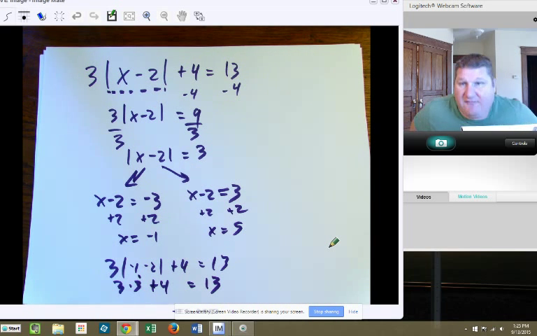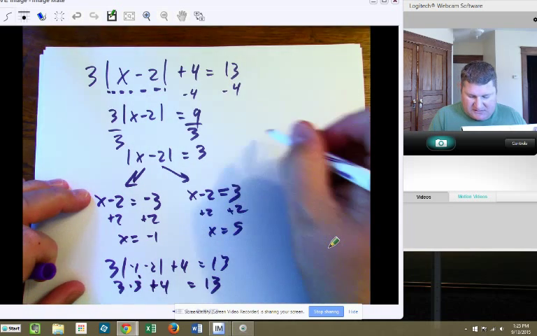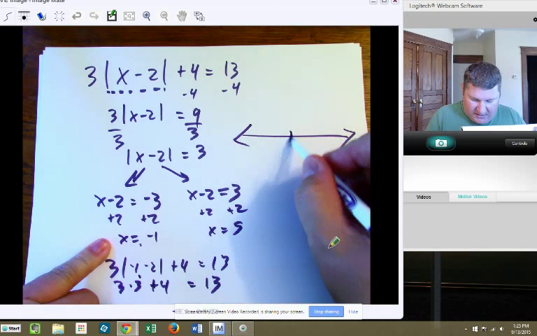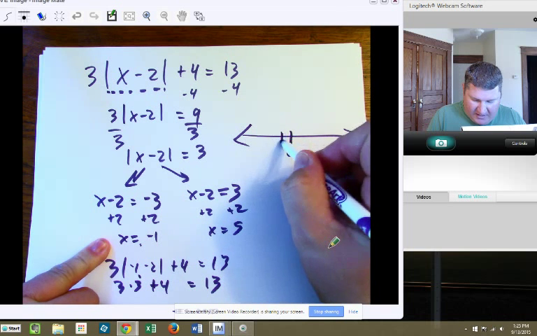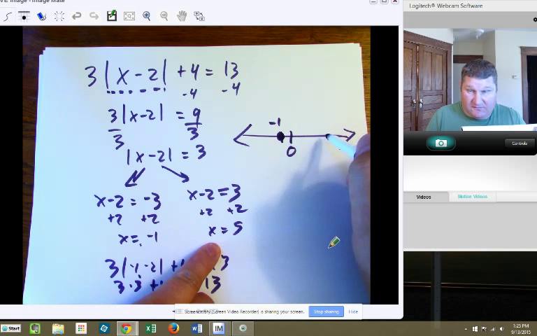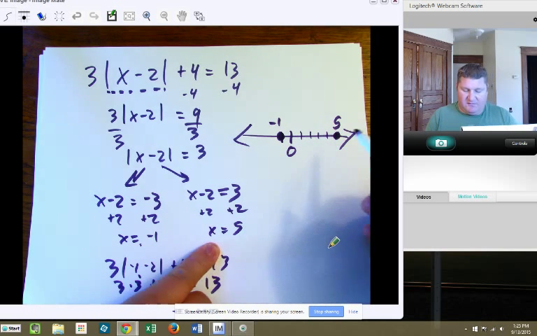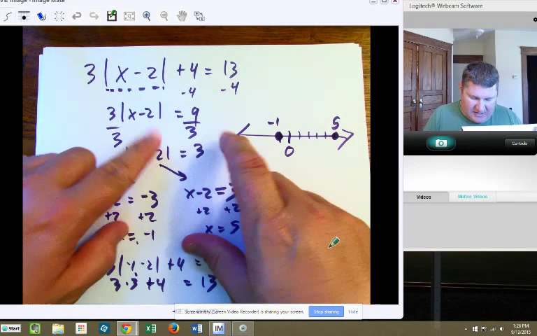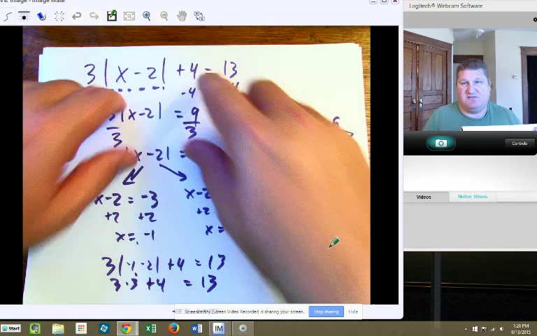Now, for graphing these solutions, it's very easy. It says x equals negative 1. So if that's my 0, I go back 1 and put a dot, negative 1. Over here, I have x equals 5. I'm going to go 1, 2, 3, 4, 5. Put a dot, and that's 5. So I have now graphed my solutions on a number line. Okay, that's absolute value solving. The biggest thing is you must have both a positive version and a negative version, but you can't do that until you've gotten the absolute value by itself.